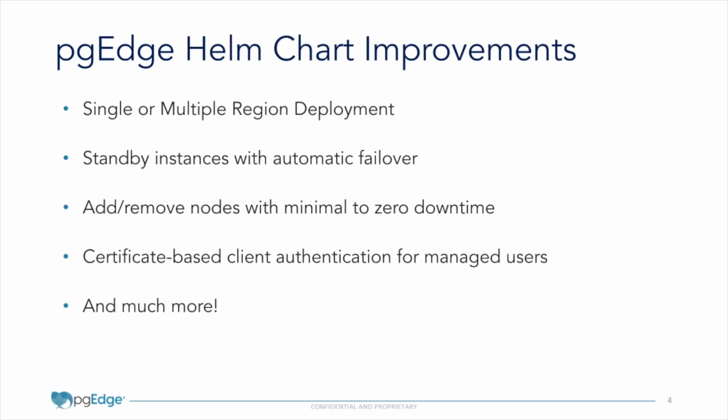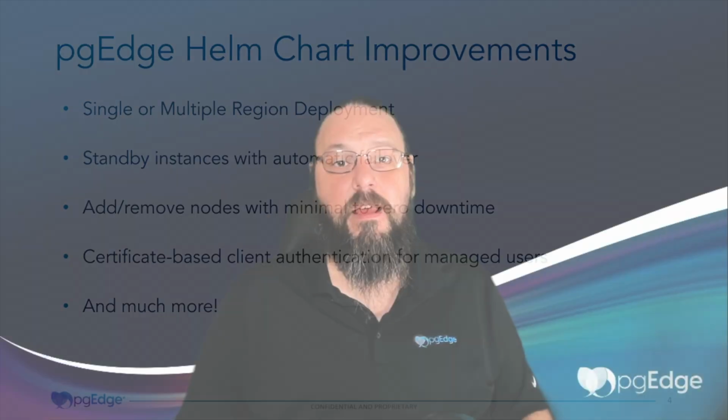We've also made significant improvements to our Helm chart to work with cloud-native Postgres. In addition to using our latest Postgres images, it can be deployed across single or multiple regions, includes standby instances with automatic failover, supports adding pgEdge nodes with minimal to zero downtime, and also includes client certificate authentication for managed users. Now let's take a look at how you set up a single zone cluster with our latest Helm chart.